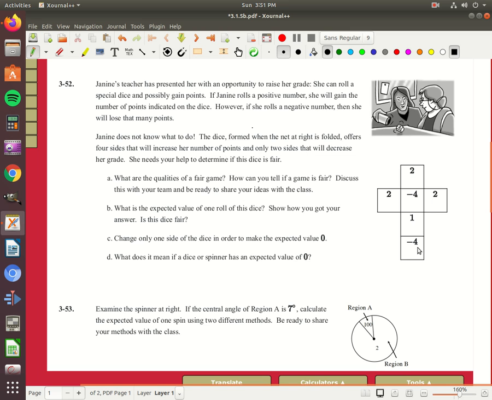So first of all, we expect to gain points more often than we expect to lose points, but that still doesn't mean it's fair, and that still doesn't mean that the expected value is positive. It's just that a good thing happens more than a bad thing, but the bad thing might be worse than the good thing, and offset it, right?